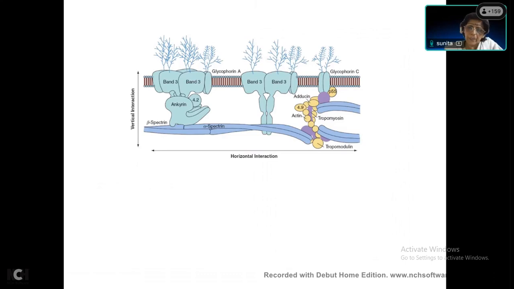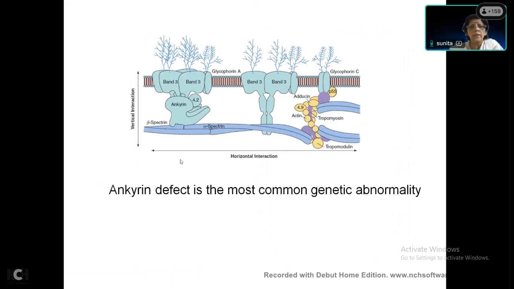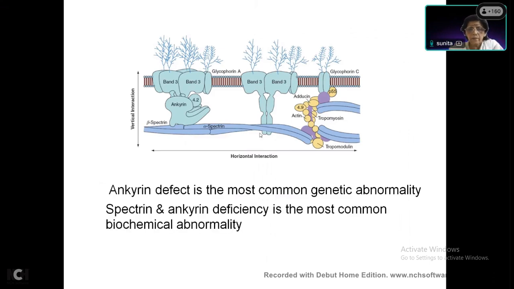Now, a brief about this, because the next lecture is on your membrane defect. So I just briefly tell you that the most common genetic abnormality is the ankyrin. These are the proteins which are horizontally arranged. These are the ones which are vertically integrated or binding it to the phospholipid layer of the RBC membrane. So this is the skeleton framework. So you find the spectrin, these alpha and beta, and this is ankyrin, this is band 3, this is protein 4.2. So although ankyrin is the common genetic abnormality, the biochemical abnormality is the deficiency of the two.